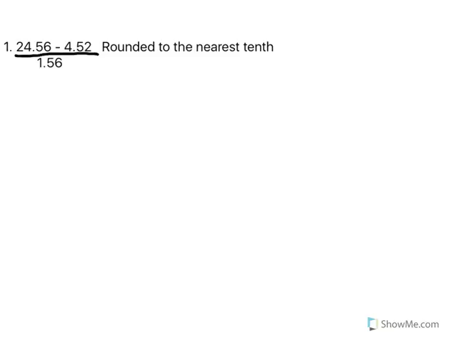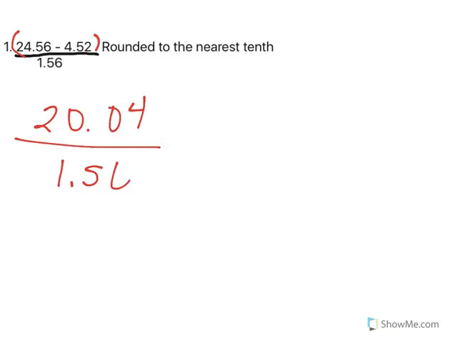So for this first problem, you see we have subtraction in the numerator and then we're going to divide. So remember, order of operations, if you have a fraction, you treat it as two separate problems, where you focus on the top and you focus on the bottom, and then you put them together at the end. So our first step is to subtract in the numerator. And when I do that, I get 20.04. There's nothing to do in the denominator, so I just have 1.56.